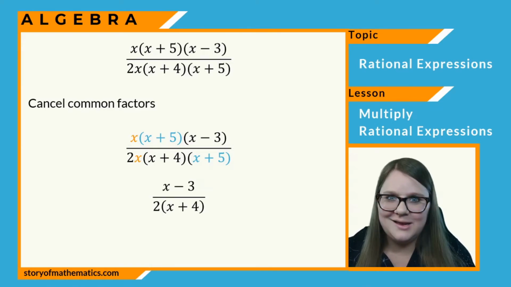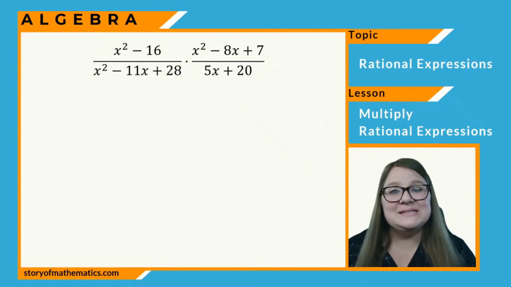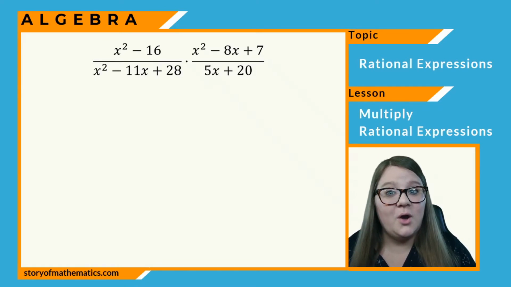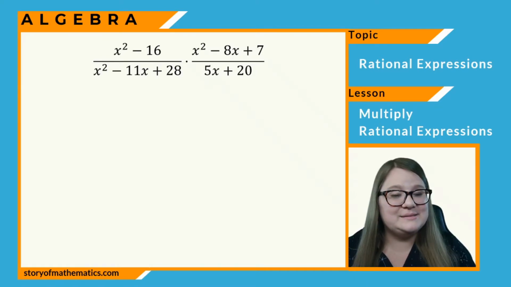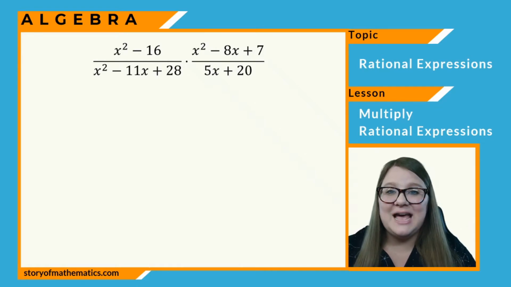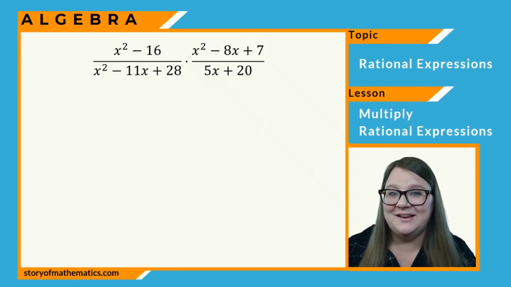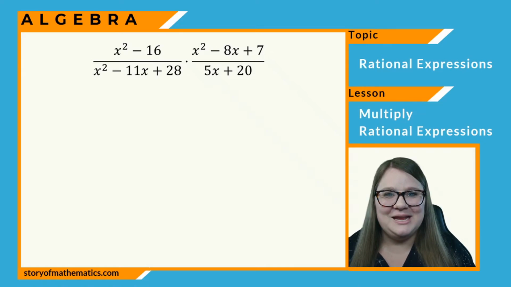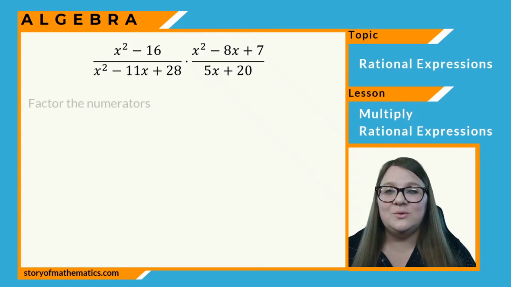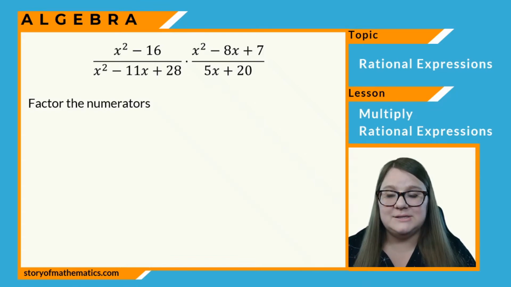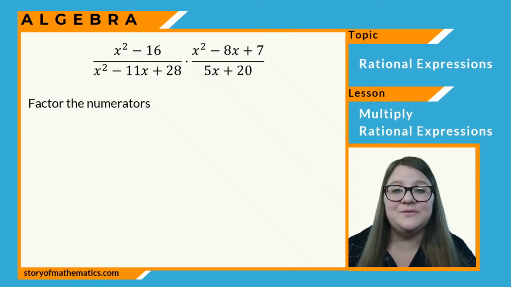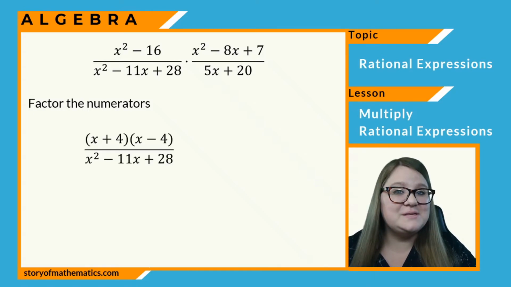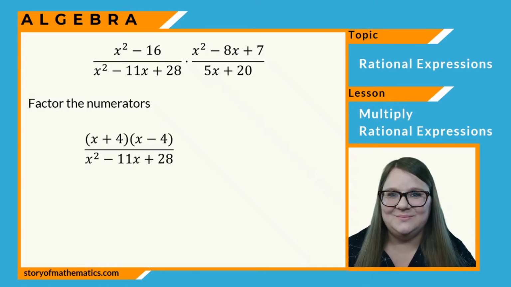Now let's try another example. This one is x squared minus 16 over x squared minus 11x plus 28 times x squared minus 8x plus 7 over 5x plus 20. So in this case, in order to factor the numerators, I'm going to have to work with both fractions. Now in the first fraction, the numerator x squared minus 16 is a difference of squares, and I can write it as x plus 4 times x minus 4.